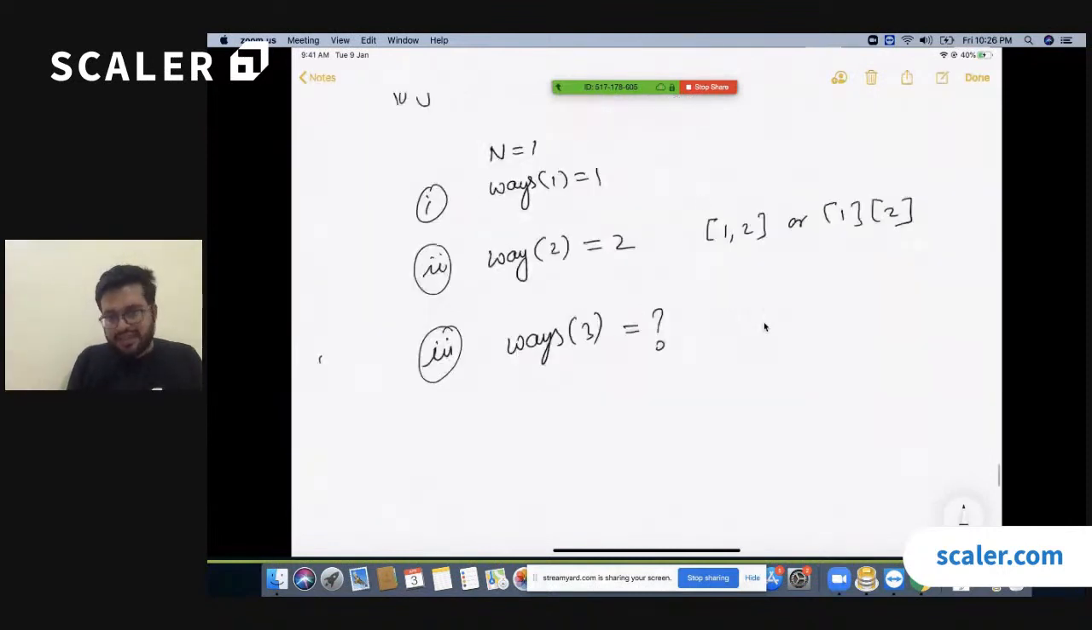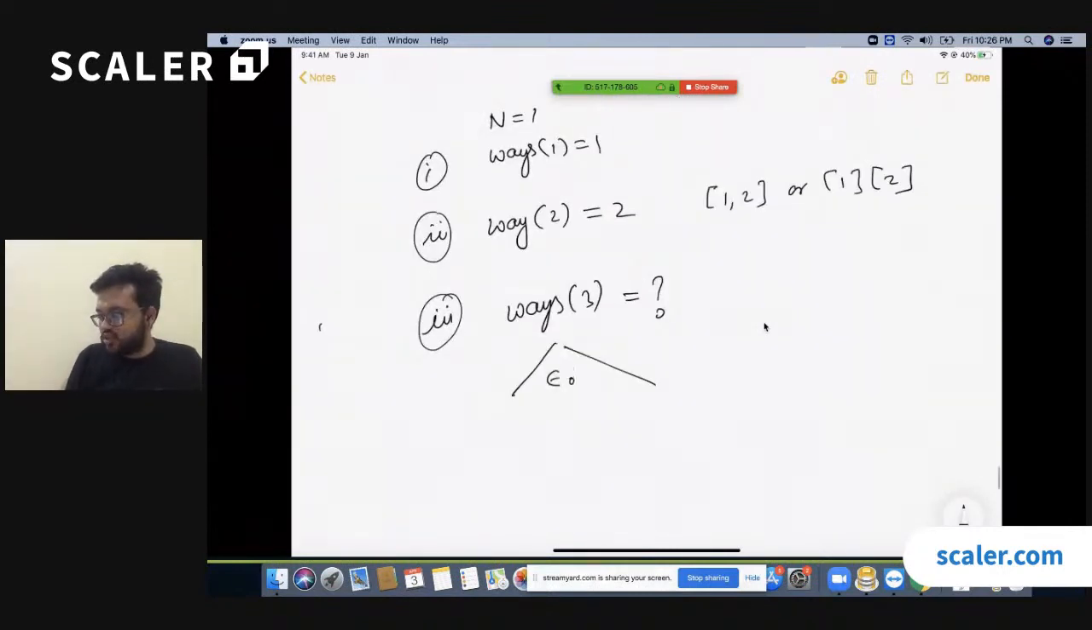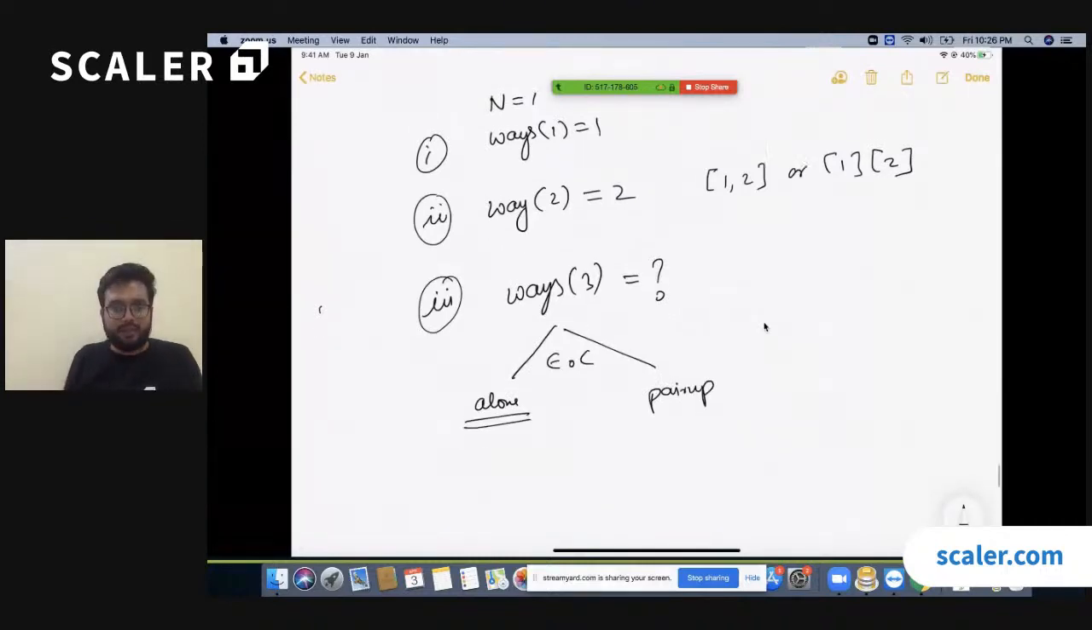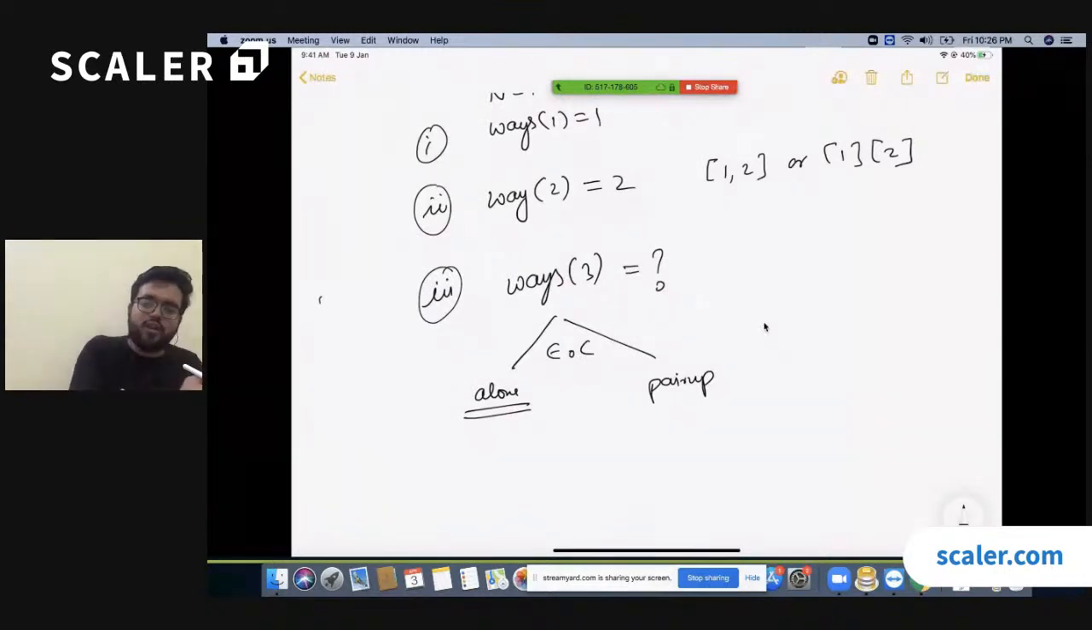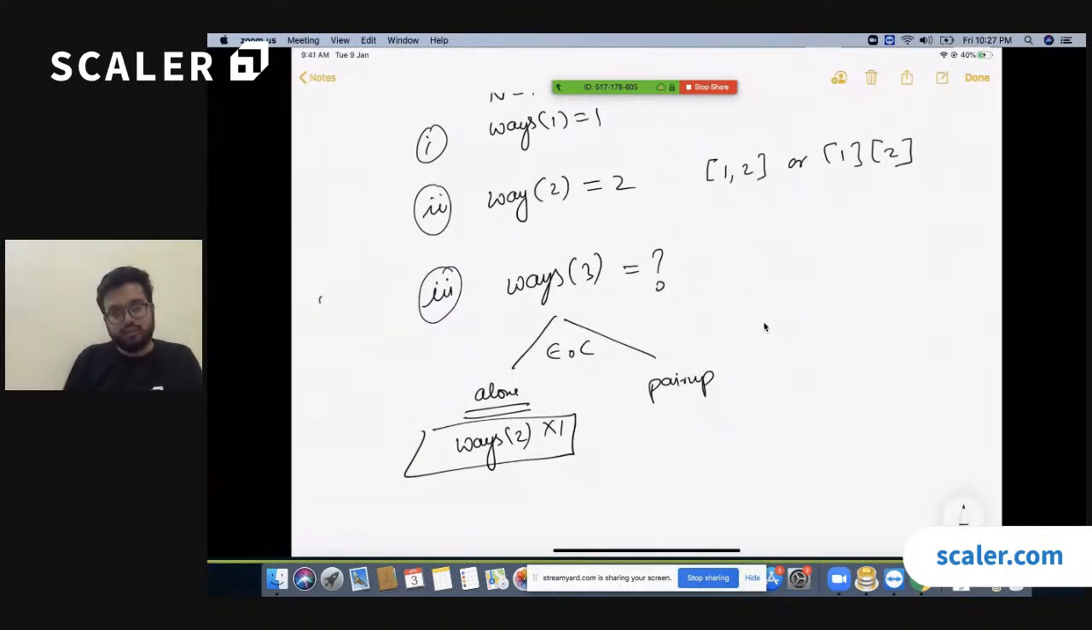Now the third person comes. The element of choice, let me call it E or C, that this person has is either to enjoy the party alone or to pair up. If he decides to enjoy the party alone, the number of ways for 2 people to enjoy the party would still remain, because those 2 are still in the party and this third person is just tagging along. So the ways for 3 in this case would be ways for 2 multiplied by 1. The other option was to pair up. He can either pair up with person 1, or with person 2.